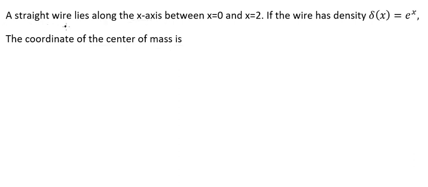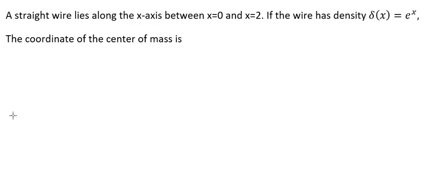A straight wire lies along the x-axis between s equals 0 and s equals 2. If the wire has density e to the power of s, we need to find the coordinate of the center of mass. So now I want to show you how to answer, because the question is along the x-axis.